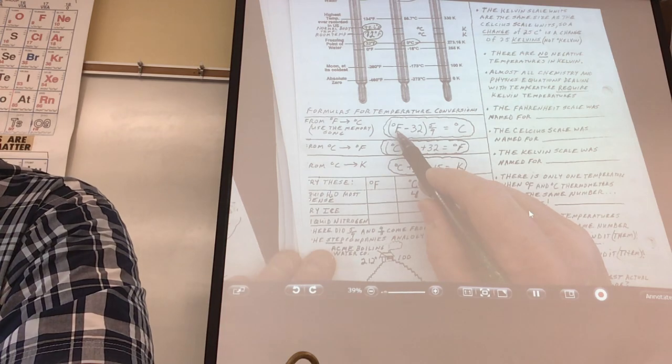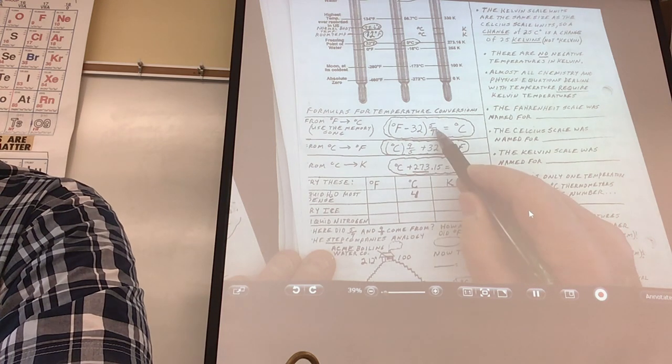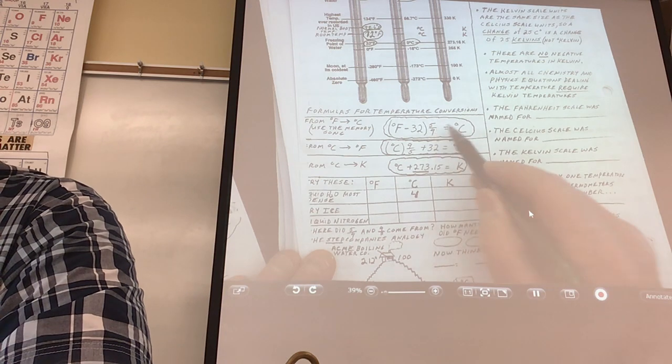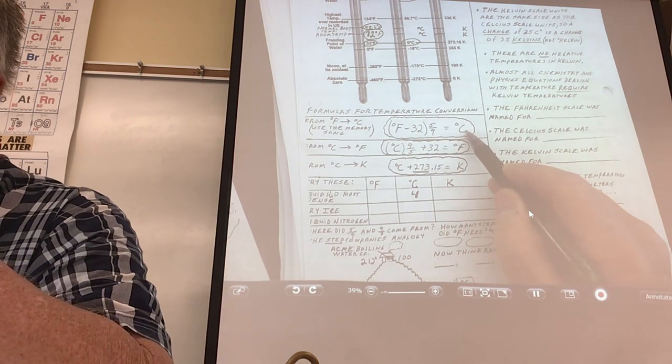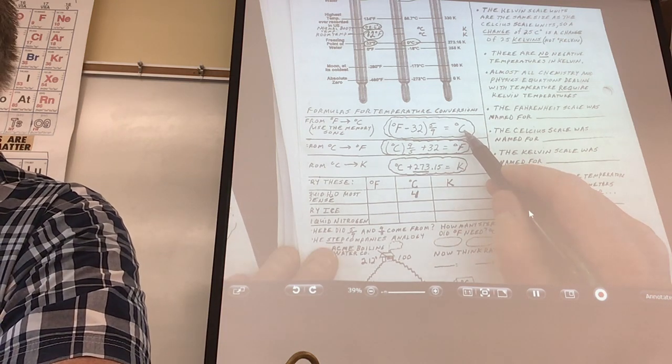32 is Fahrenheit, right? 32 minus 32 is what? And what's 0 times 5/9? 0. Does it work? What is the freezing point of water in Celsius? It works. Let's try boiling water. Put this in here.